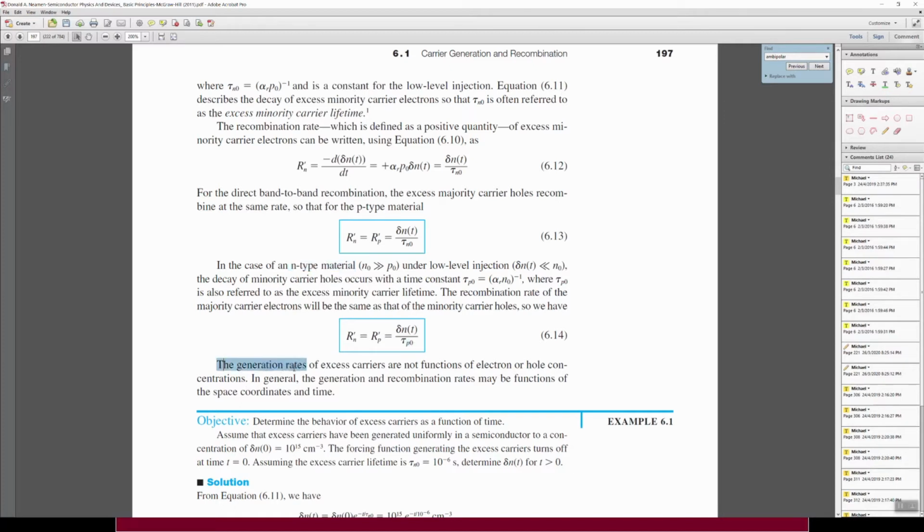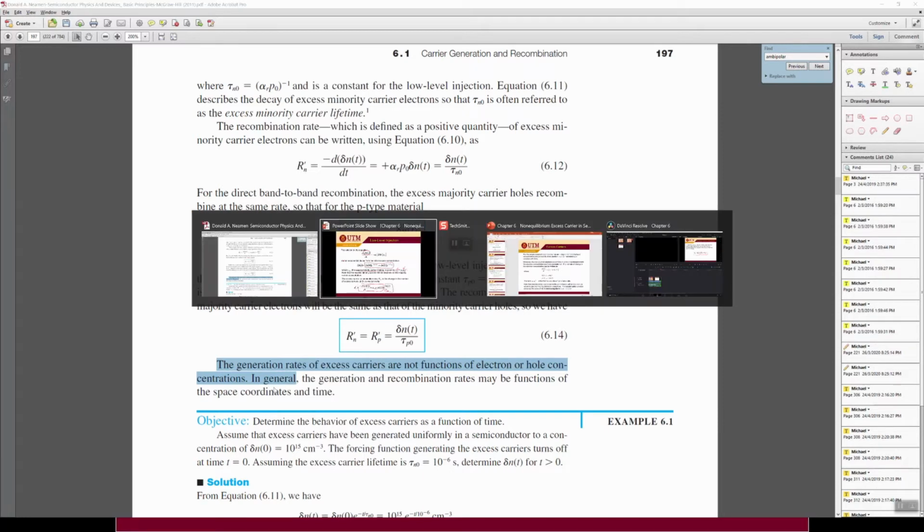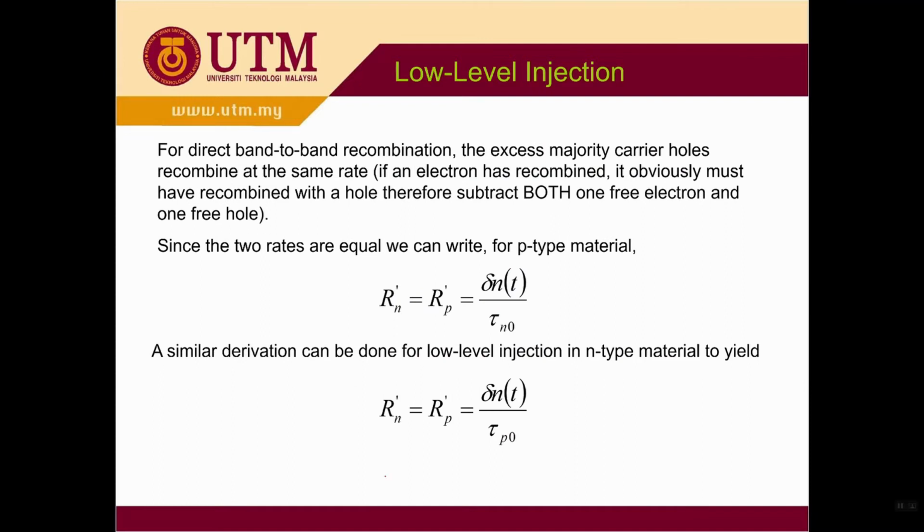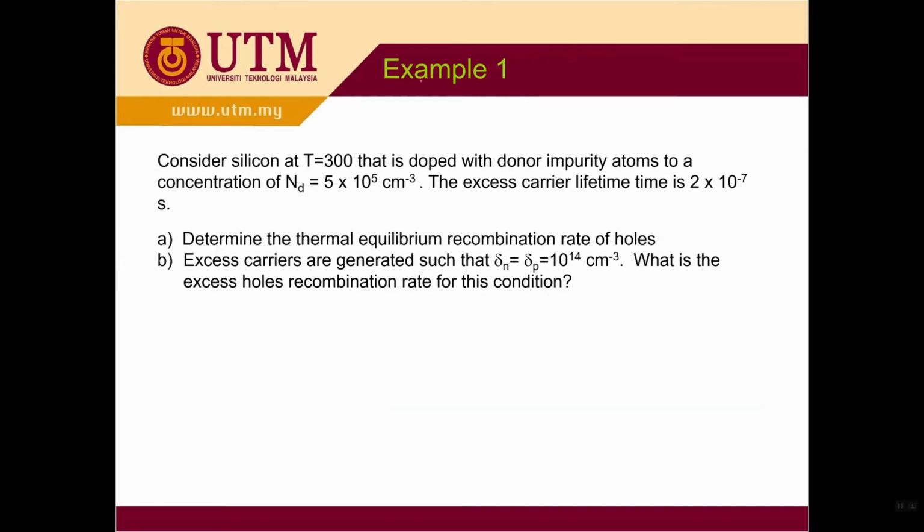The generation rates of excess carriers are not a function of electron and hole concentration. In general, the generation and recombination rate may be a function of space coordinates and time. Getting back to our equation here, this is the equation that I explained just now, and that is the expansion. Okay, this is example 1.